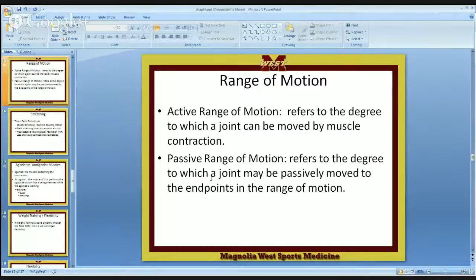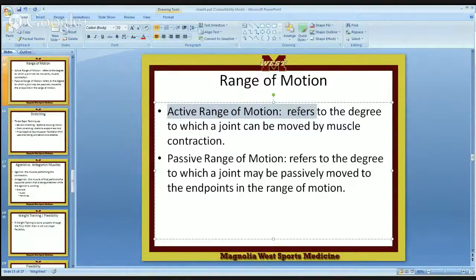Slide number 15. You've got a couple of questions on slide 15, which is active range of motion and passive range of motion. Know the definition of both of those.